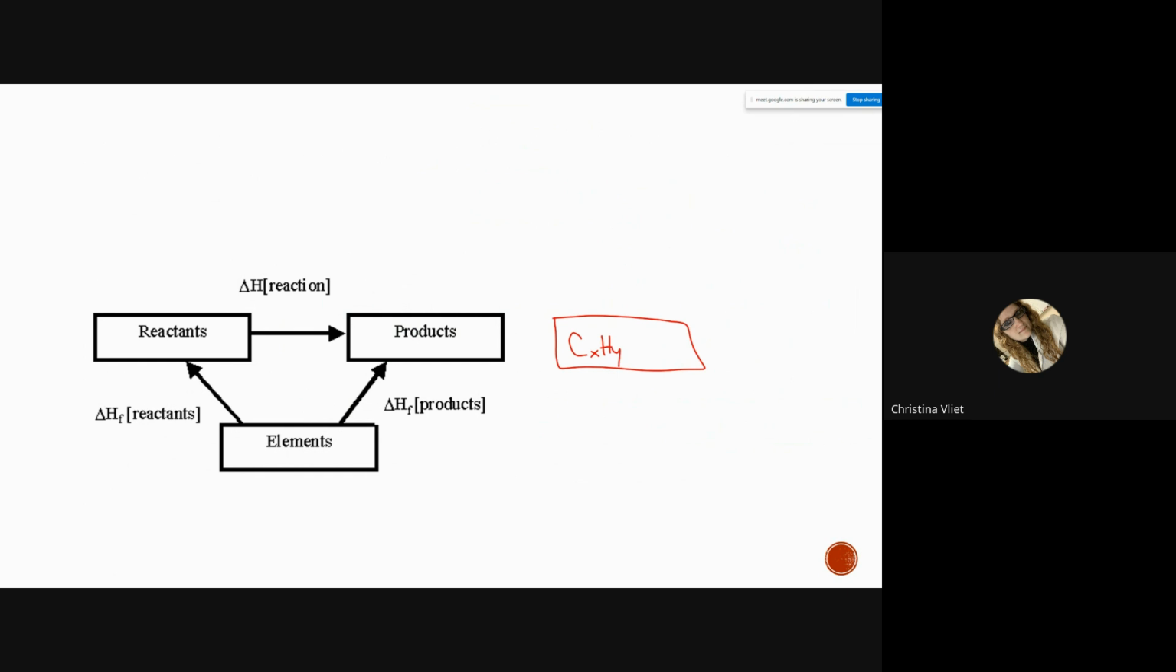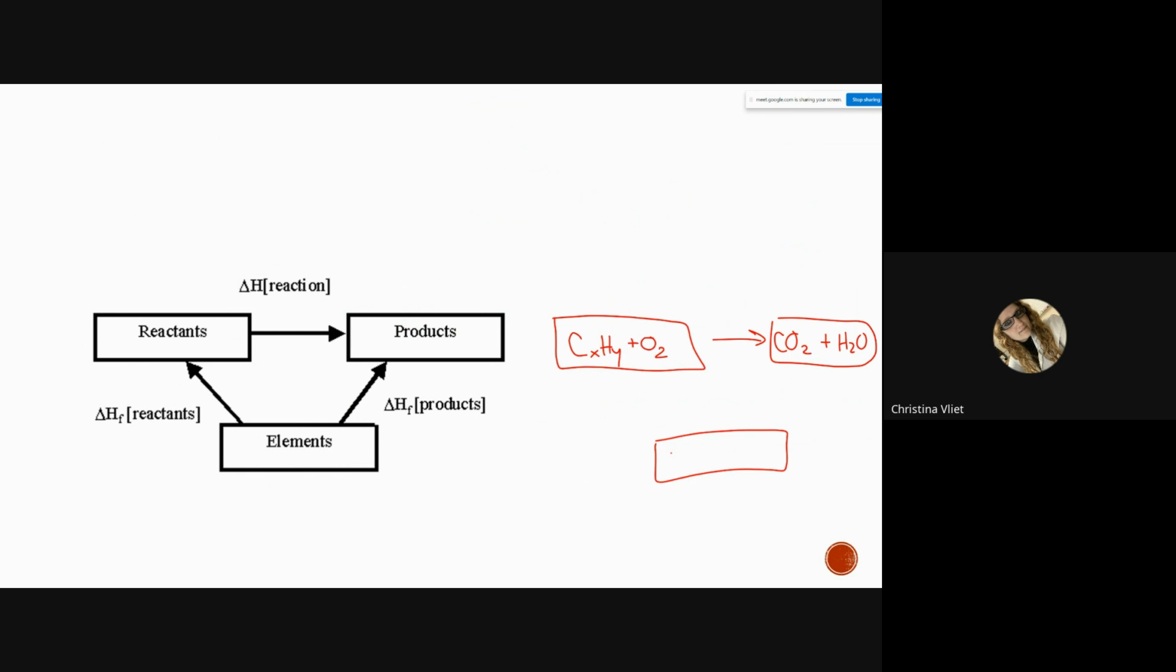CxHy plus O2. And in a standard combustion reaction, what are my products? Just a standard combustion, not an incomplete. It is carbon dioxide and water. In a combustion reaction, what are the elements that make up a combustion reaction? And what are their standard states?